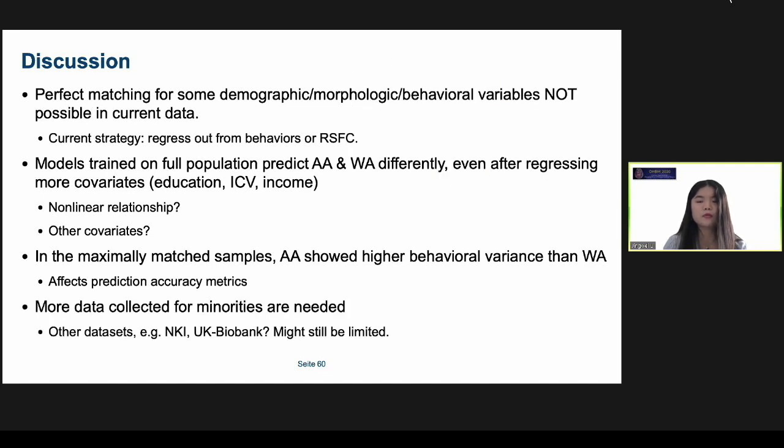To better study the performance of behavior prediction models in different subpopulations, we need better matching between the subpopulations. Hence, more data for the minorities need to be collected. We'd like to explore this question using other datasets like UK Biobank or NKI, but we're still concerned that the data for minorities are not enough.